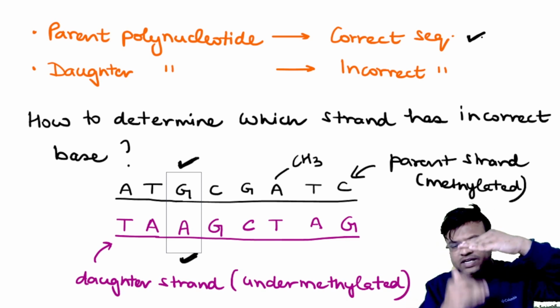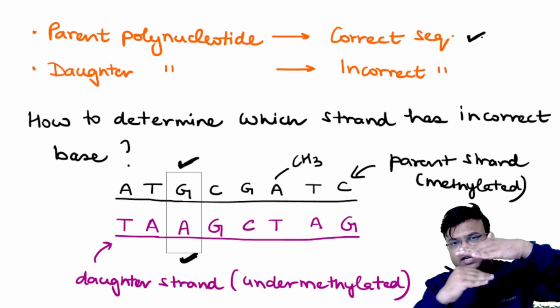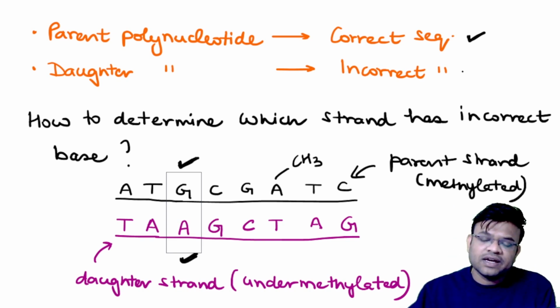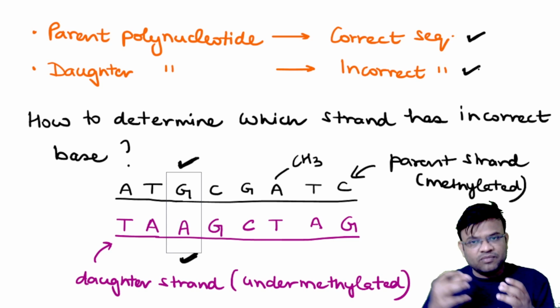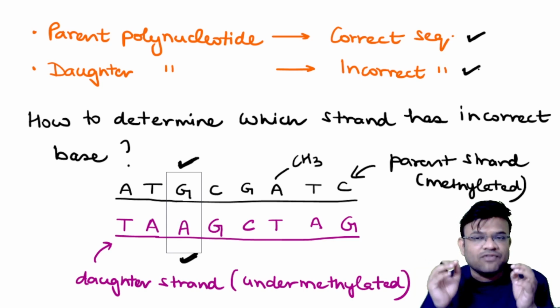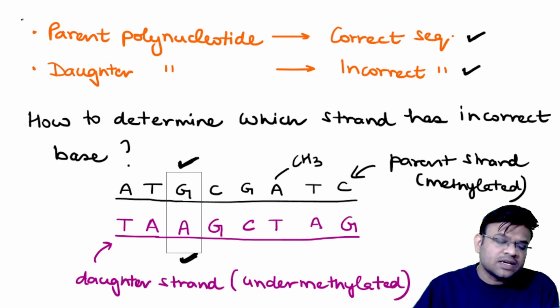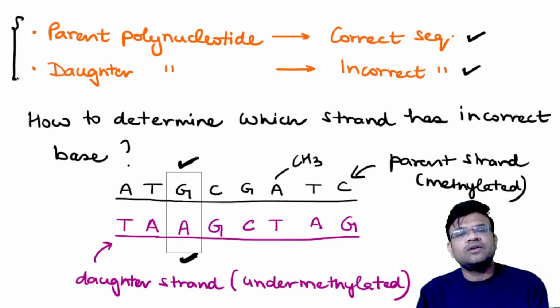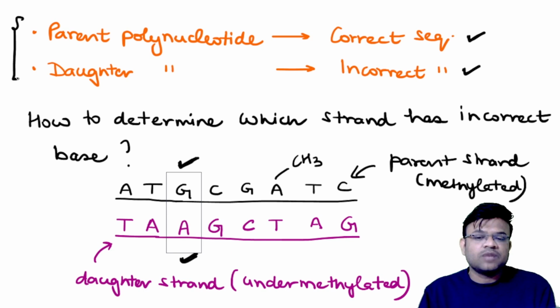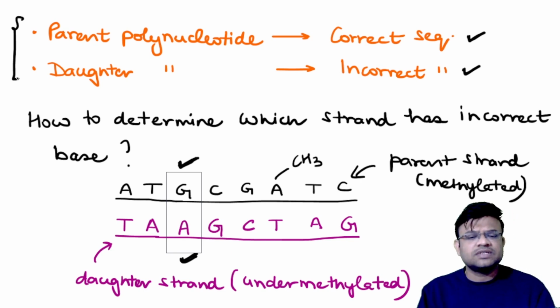The next one that is synthesized, or the daughter strand that is synthesized, would be the incorrect sequence, or would be the sequence in which the mutation would have occurred. Now the problem comes, how would you identify? This is clear to us that the parent polynucleotide would be the correct sequence and the daughter polynucleotide would be the incorrect sequence. This is clear to us.